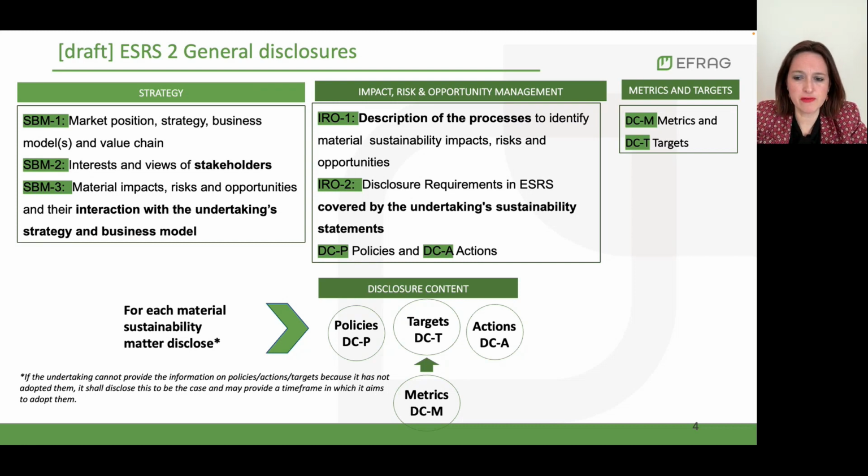The next reporting pillar that we have is impact, risk, and opportunity management. The disclosures are focused on the process of materiality assessment and the list of which disclosure requirements are material for the undertaking, and therefore have been complied with by the undertaking. And it also touches upon the disclosure contents, which I'll mention briefly. The final reporting pillar is metrics and targets, and it contains two disclosure contents.